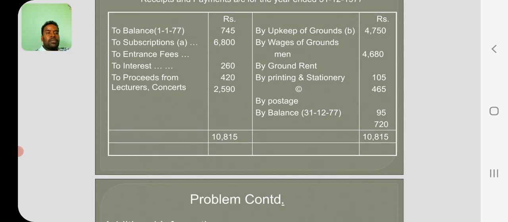By upkeep of grounds, 4750. By wages of groundsmen, 4680. By ground rent, 105. Printing and stationery, 485. Postage, 95. By balance, 720. Okay.